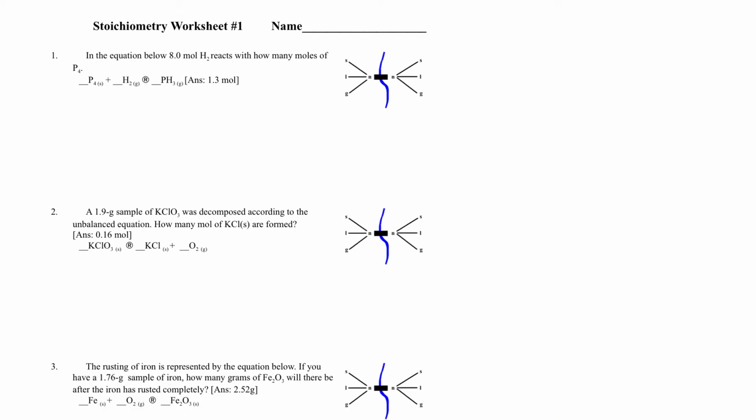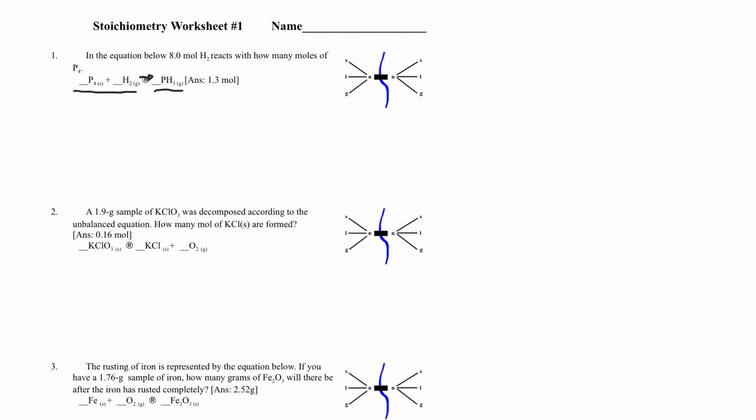So the first question says, in the equation below, 8 moles of hydrogen react with how many moles of P4? So I've got a chemical reaction. Oh, all my arrows turned to R's. That should be an arrow. So I've got some reactants on this side and a product on this side. And so that's a chemical reaction, reacting phosphorus with hydrogen and forming phosphorus trihydride, I guess. And they want to balance the chemical reaction.